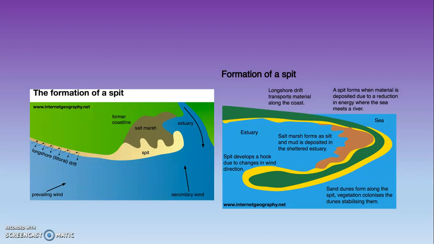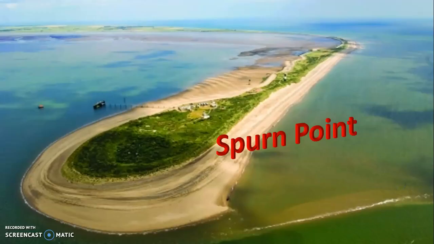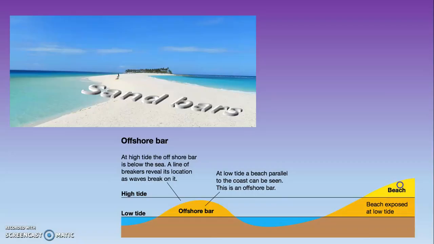An example of a spit is Spurn Point on the Holderness coast, like shown in this picture. And we need to know that a spit is an unstable landform. It will continue to grow until the water becomes too deep or until the material is removed faster than it is deposited. Okay, now let's look at the sandbar.